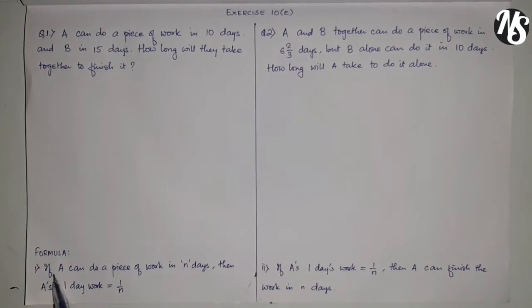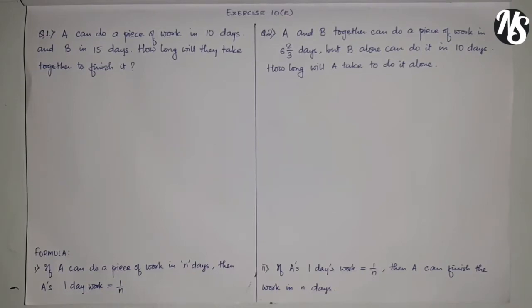So there's a person whose name is A, capital A. Now he does a piece of work in n days. That means he takes n number of days to complete the work. That means if n days he completes the work, now in one day how much work is done? In one day the amount of work done will be 1 by n. This is a very important formula.